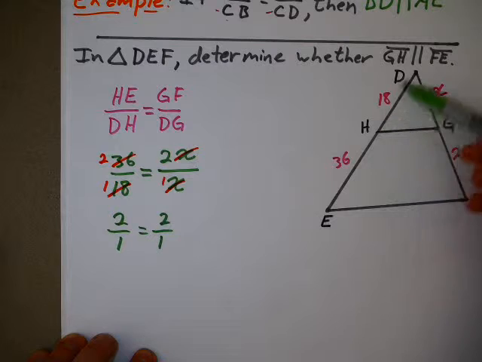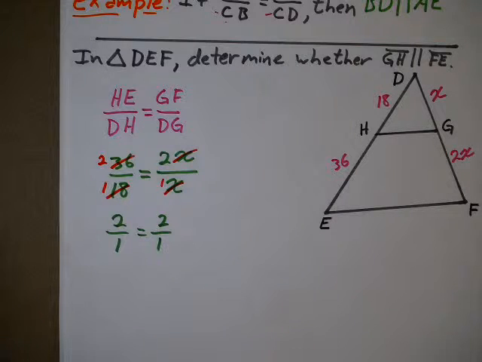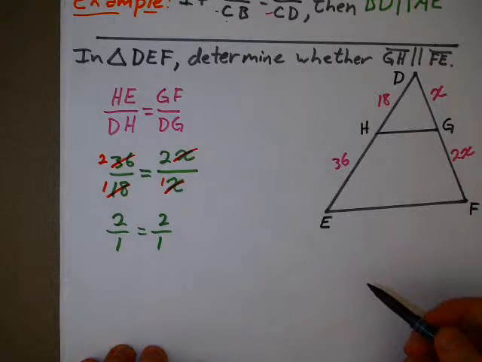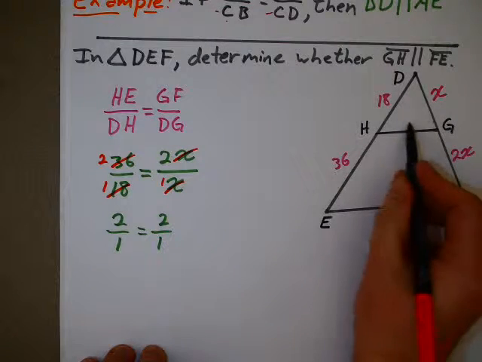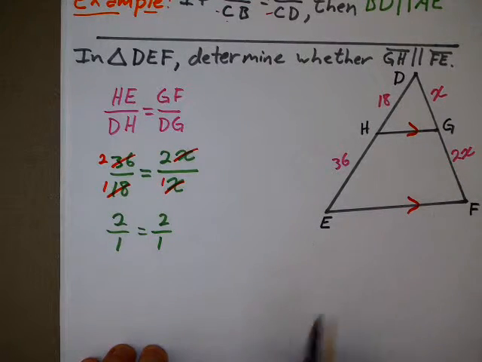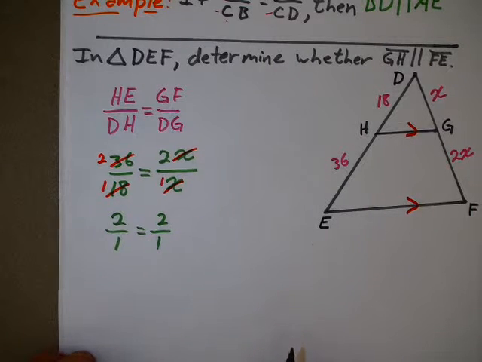So that tells me this portion to this portion is proportional to this portion divided by that portion. Because that's true, then we know, because of the converse of the triangle proportionality theorem, that the two lines here are in fact parallel. And that's really all you have to do.